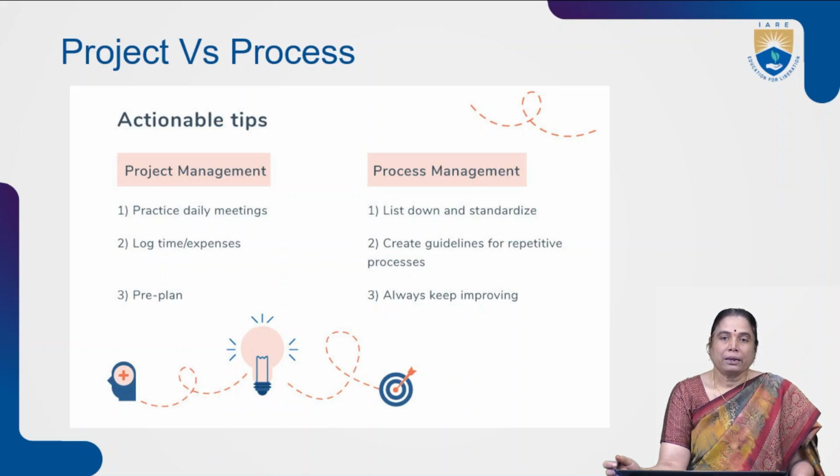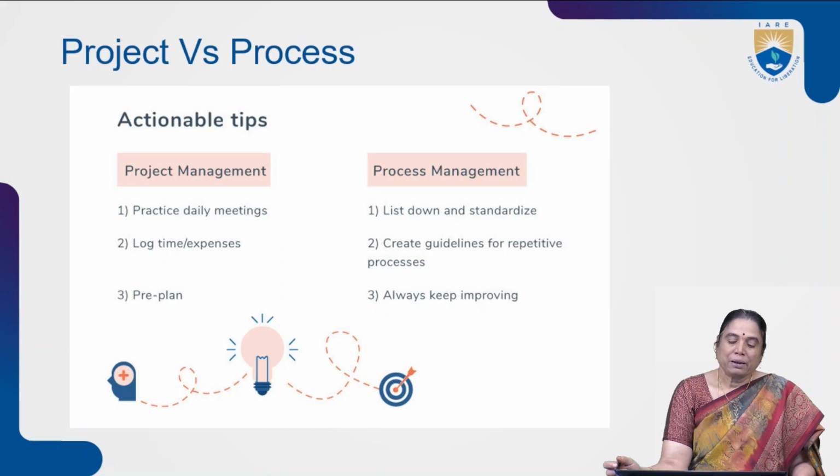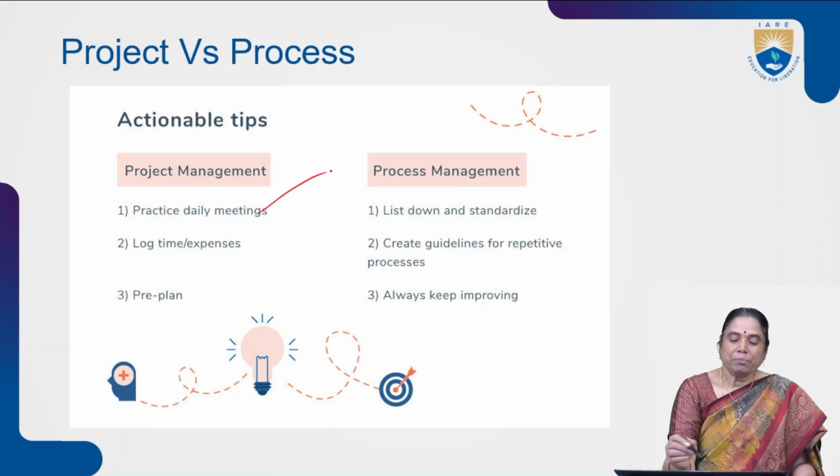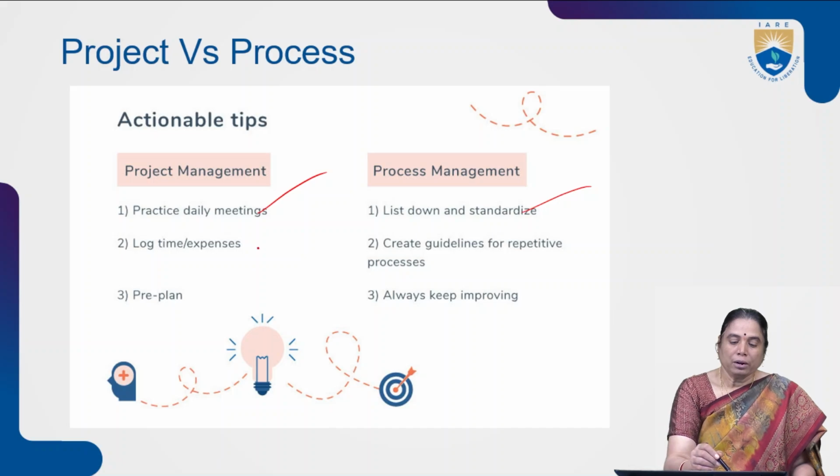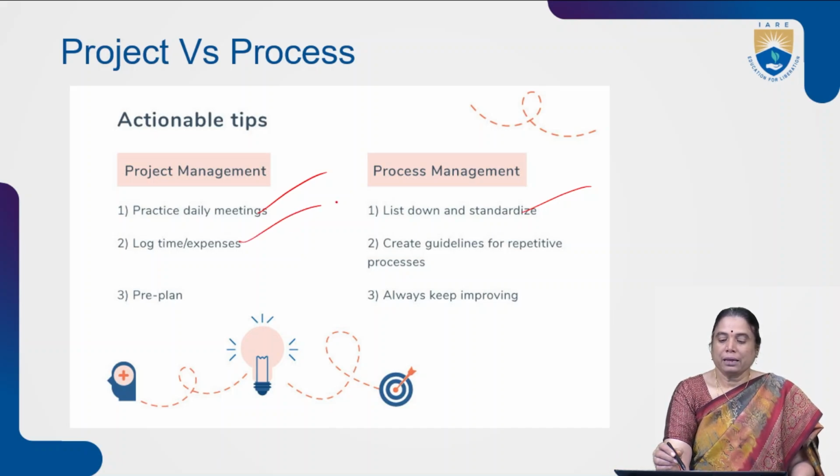The major framework activities and umbrella activities are majorly used in software projects. Then what is the difference between project versus process? The project management majorly involves practicing daily meetings, but the process management lists down and standardizes. In case of a project, it has long time expenses, but process creates guidelines for repetitive work. And a project is pre-planned, but the process always keeps improving during the next iterations.